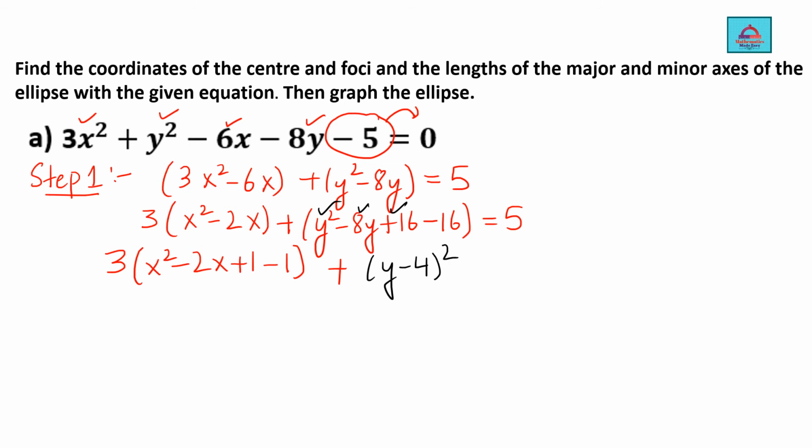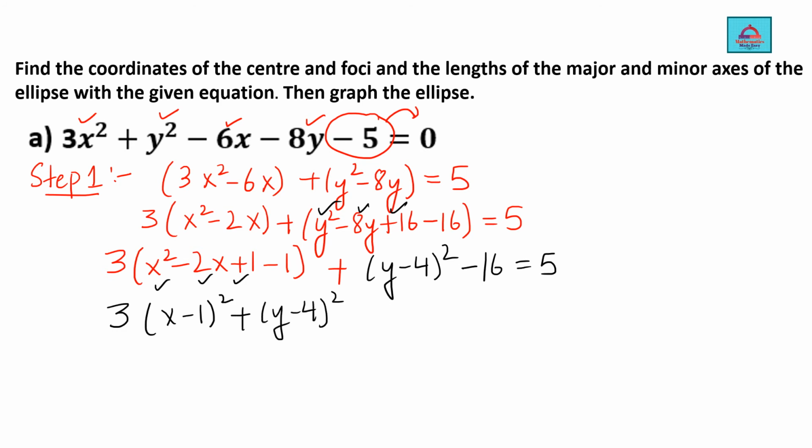So this is a square plus b square minus 2ab. This negative 16 is extra. In the next step I'm going to move it to the other side, and for this side these three terms add up to give you x minus 1 whole square. So it looks like we are coming closer to the standard form of an ellipse.